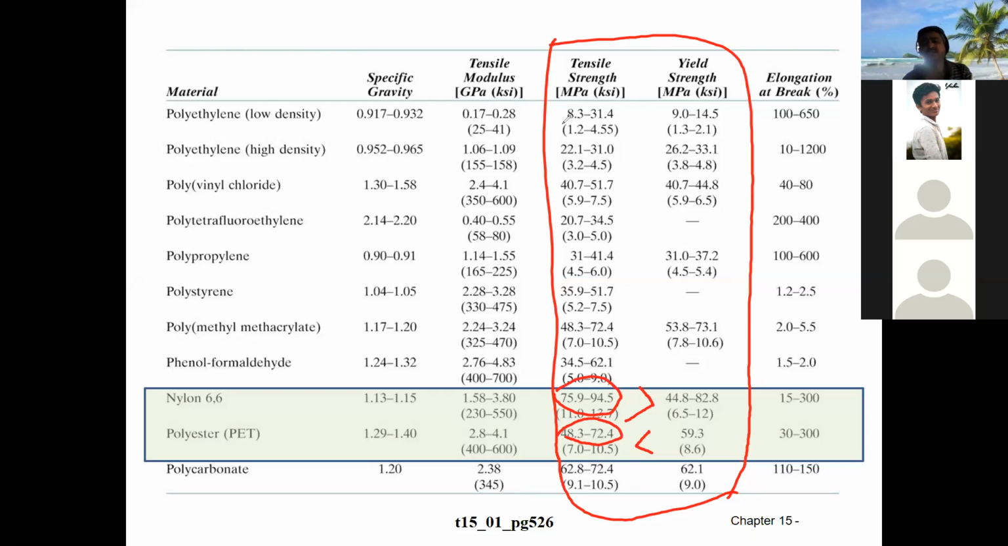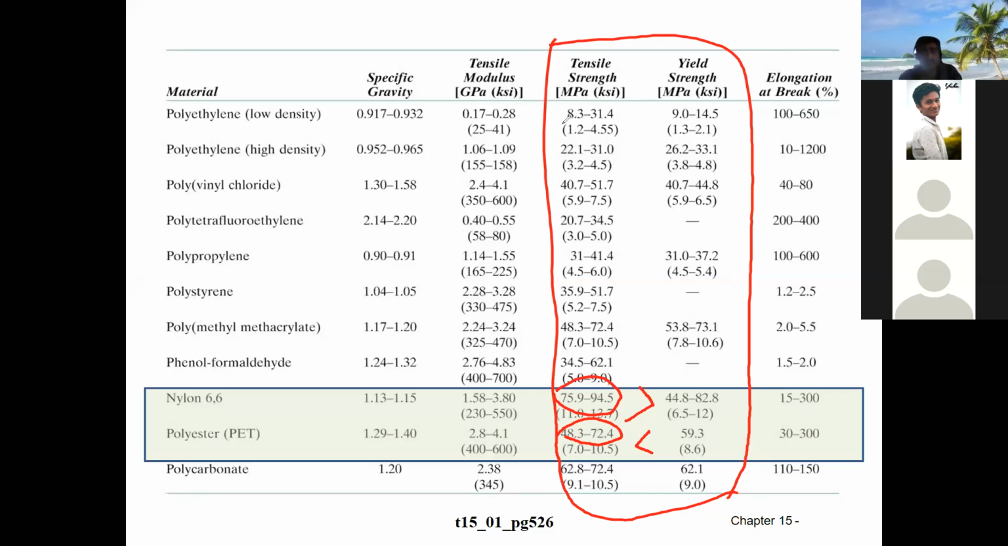Now we'll look at the structure for a nylon and a polyester. Please keep it in your mind: nylon tensile strength is much greater than its yield strength. What yield strength tells is that the elastic nature of nylon ends much before that of polyester. Please keep it in your mind.